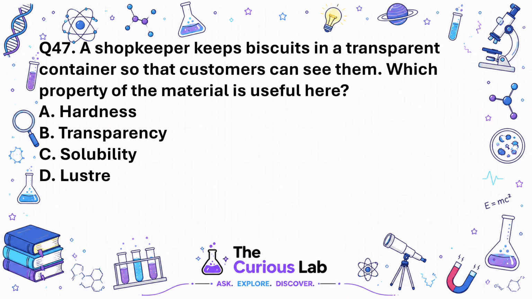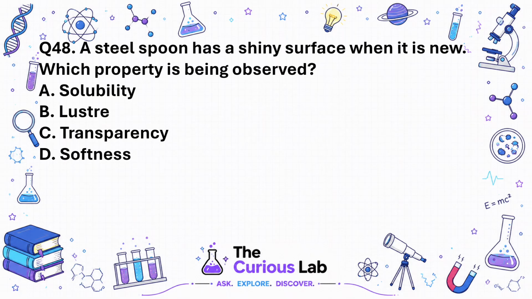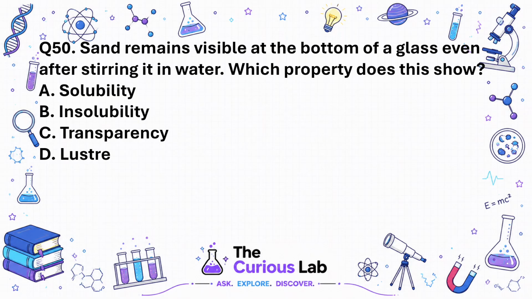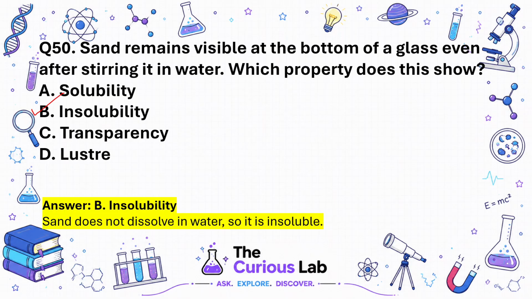A shopkeeper keeps biscuits in a transparent container so that customers can see them. Which property of the material is useful here? The property is transparency. A steel spoon has a shiny surface when it is new. Which property is observed here? Luster. Salt disappears when stirred in a glass of water. Which property of salt is being demonstrated? Solubility. Sand remains visible at the bottom of a glass even after stirring it in water. Which property does this show? This shows the insolubility of sand.